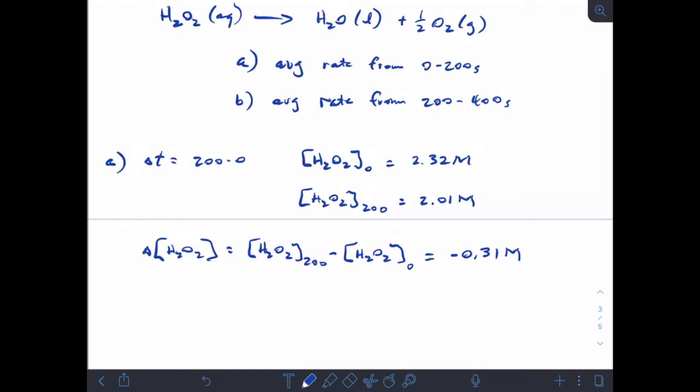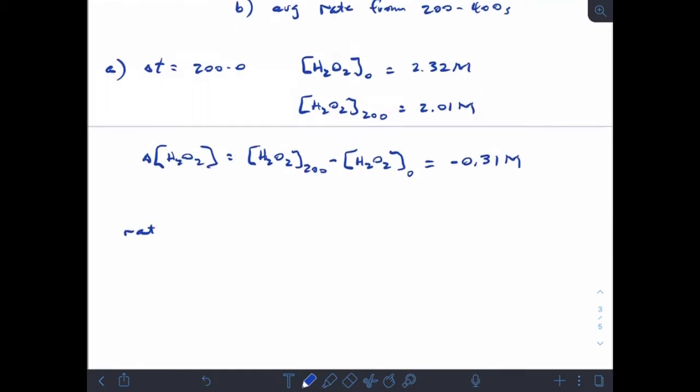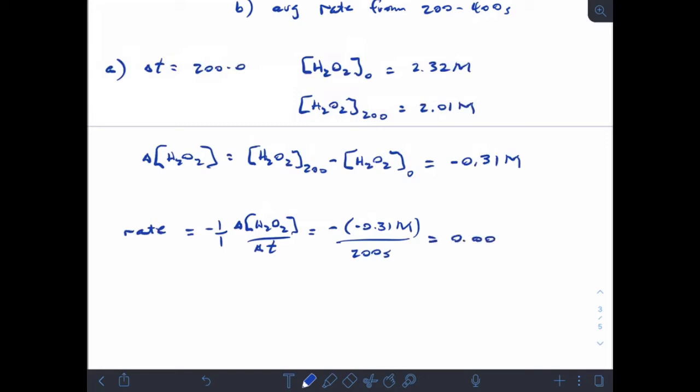Okay, so our rate equals negative 1 over 1, so 1 over the stoichiometric coefficient. You don't always have to write that, but sometimes it's helpful to remind yourself. Over delta T. So we have negative 0.31 molar over 200 seconds. So our rate comes out to be 0.00155, and if we're careful about sig figs, we should be tracking right there at that second digit, molar per second.